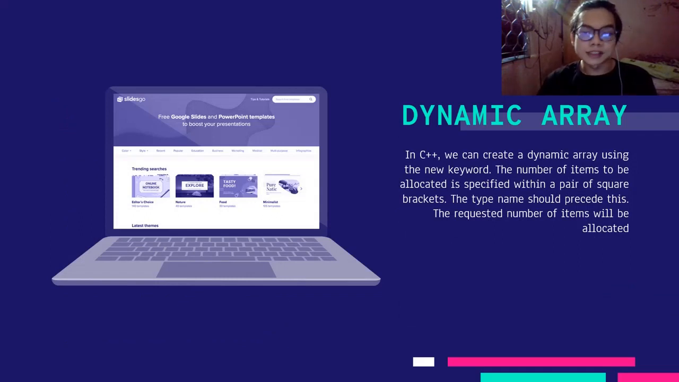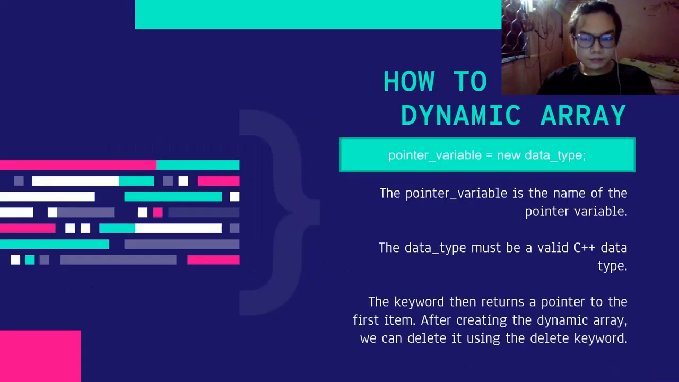And how to declare a dynamic array? In C++, we can create a dynamic array using the new keyword. The number of items to be allocated is specified within a pair of square brackets. The type name should precede this. The requested number of items will be allocated. Pointer variable = new data type. The pointer variable is the name of the pointer variable. The data type must be a valid C++ data type. The new keyword then returns a pointer to the first item. After creating the dynamic array, we can delete it using the delete keyword.